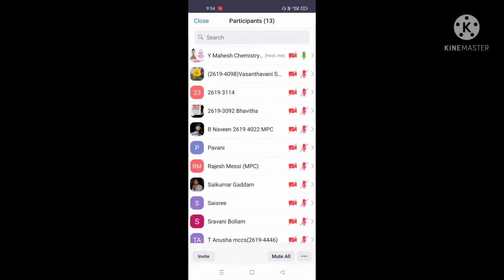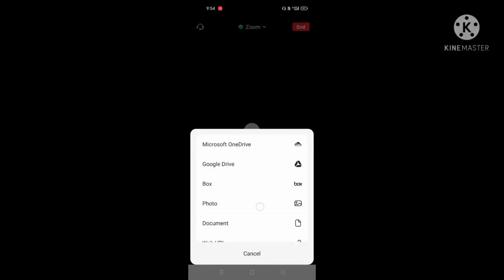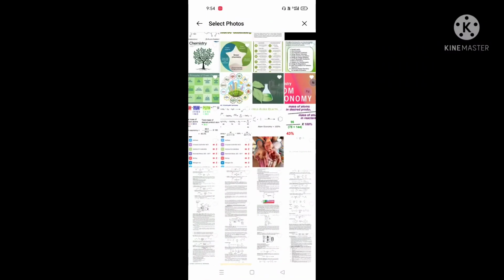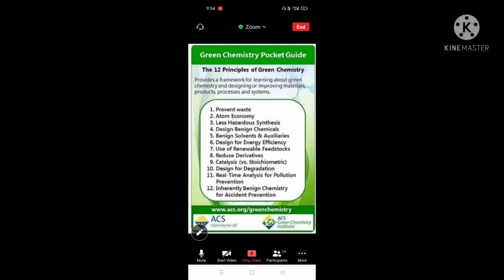Okay, coming to our green chemistry. Generally, green chemistry is built on 12 basic principles. These 12 basic principles are very mandatory for green synthesis. A green chemistry reaction should follow these 12 principles. So that is the basic principle of green chemistry.